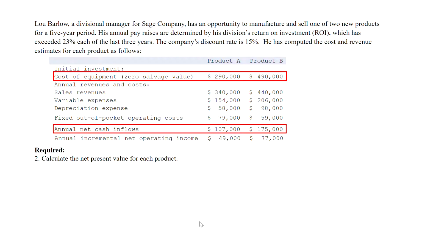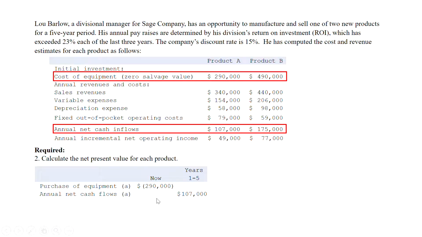What do I need for this, at least initially? The initial investment versus the annual net cash inflows. So some of the same information that I need for the payback period. But how I'm going to handle it is going to be different. So the purchase of the equipment is an outflow. That's what we're paying out for it, $290,000. The $107,000, keep in mind that's happening at the end of each of the next 5 years, 5 different times. But you could say, do I just take 107,000 times 5 and then subtract 290,000?